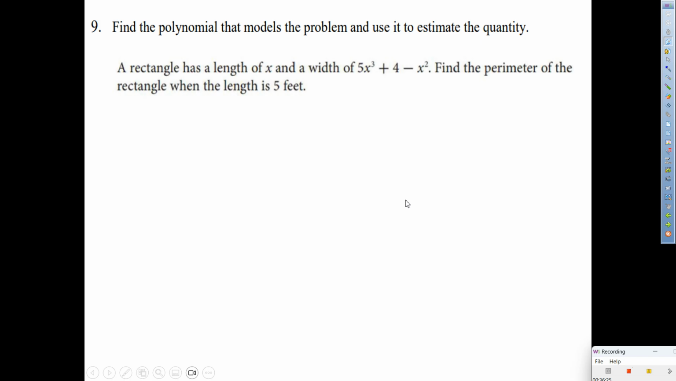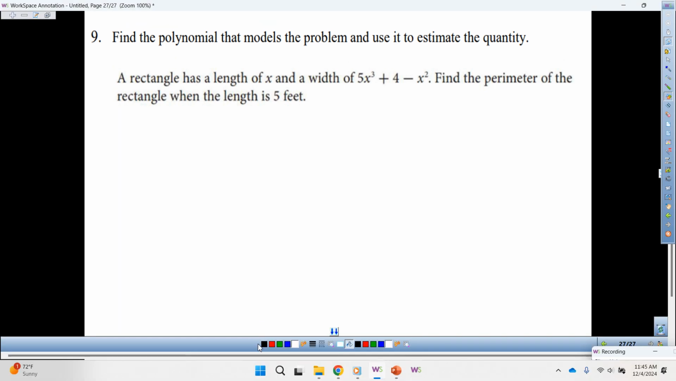All right, number 9. Find the polynomial that models the problem and use it to estimate the quantity. It says, a rectangle has a length of x and a width of 5x cubed plus 4 minus x squared. Find the perimeter when the length is 5 feet. So first of all, we need to sketch a rectangle.